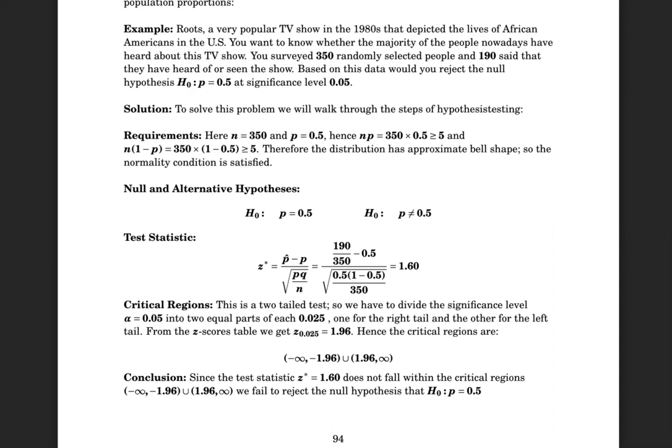You surveyed 350 randomly selected people, and 190 of them said that they have heard of or seen the show. Based on this data, would you reject the null hypothesis H naught? Okay, null hypothesis H naught is P is equal to 50% at 0.05 significance. Okay, 0.05 significance level. All right.